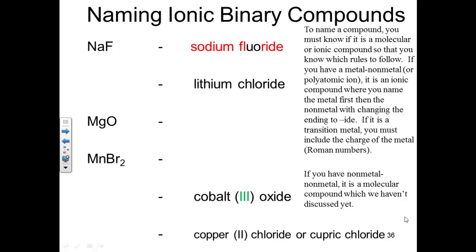Let's look at lithium chloride. Now I've got the name, I want to get to the formula. So to do this, you have to know what the charges are. We know lithium is in group 1, so lithium is a +1, and chlorine is a -1. So if we want to balance those charges, we need one of each species. Therefore, the formula would be simply LiCl.